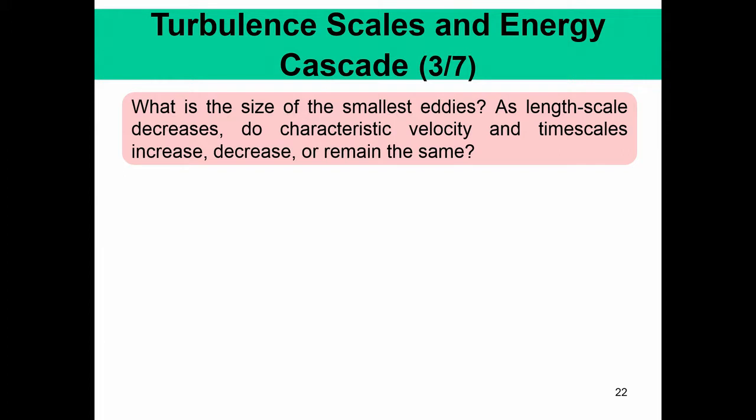Now the question is, what is the size of the smallest eddies? Are they universal in nature? How can you relate the size of the smallest eddies to those of the largest eddies? As length scale increases, do the characteristic velocity and time scale increase, decrease, or remain the same? These are important questions to answer.